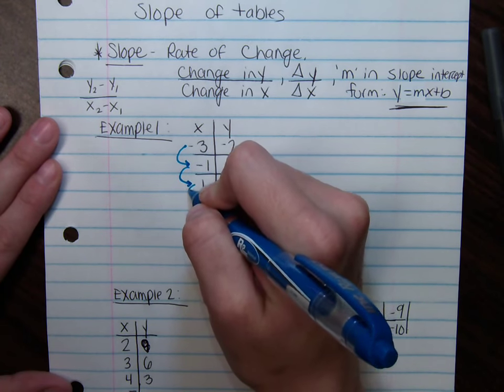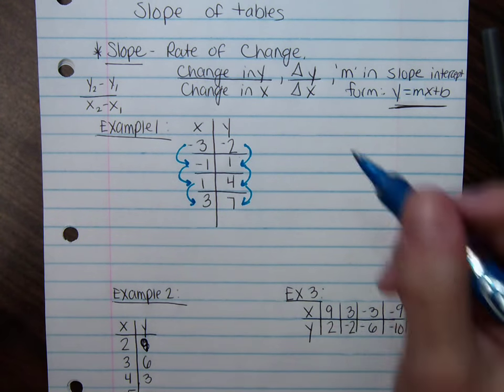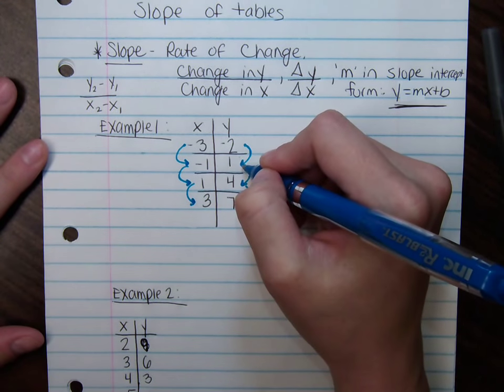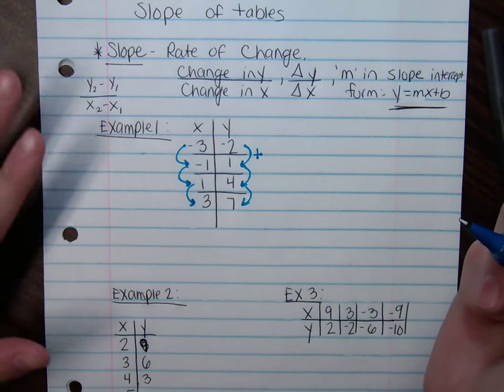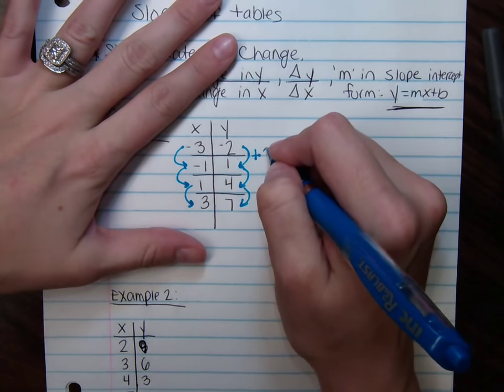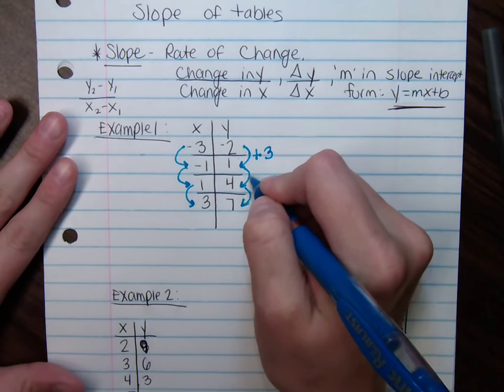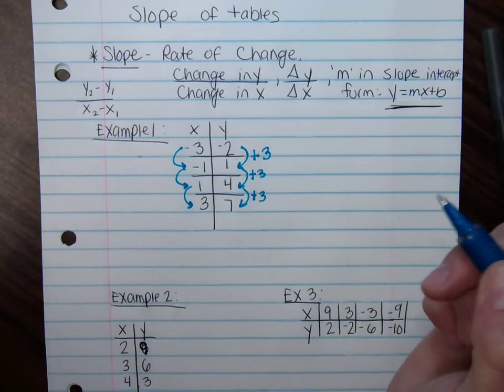And you need to make sure you check it for each one and not assume that it's going to stay the same. So as I go from -2 to 1, it's getting larger, so we're going to be adding, and if you can't figure that out in your head, you can go -2, -1, 0, 1, that's adding 3. From 1 to 4 is adding 3, and from 4 to 7 is adding 3.